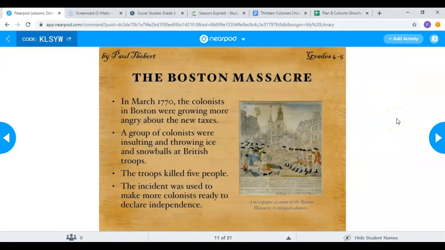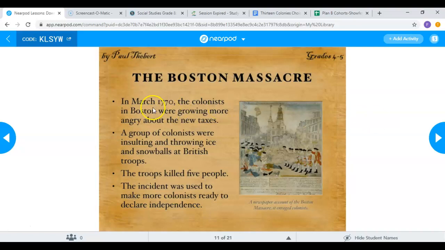So the Boston Massacre happened in March 1770. The colonists in Boston were really very angry about the new taxes. Some of the actions took place in specific colonies like Massachusetts, but some of them took place in other colonies as well, but we just hear about the ones in Massachusetts.